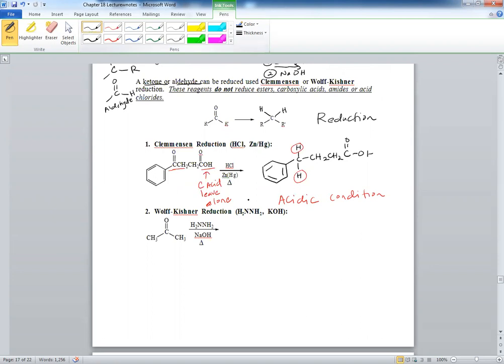So let's draw that. Imagine you have a benzene. Again, you just reduce that to that. And this one follows basic conditions.